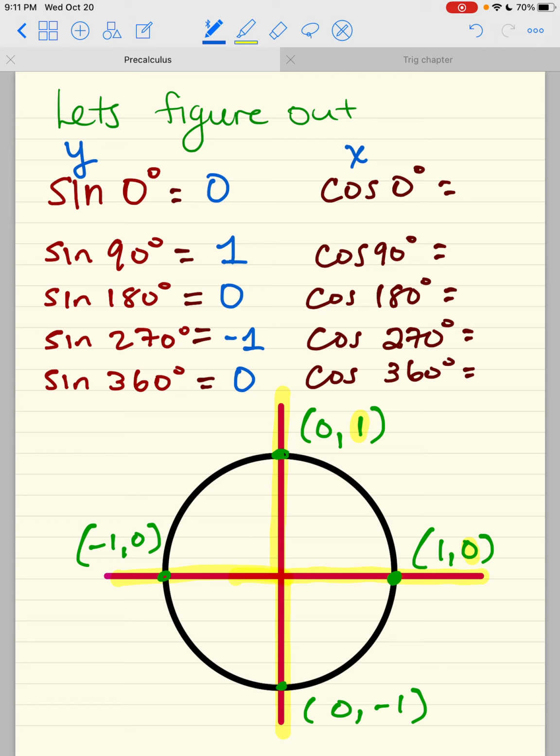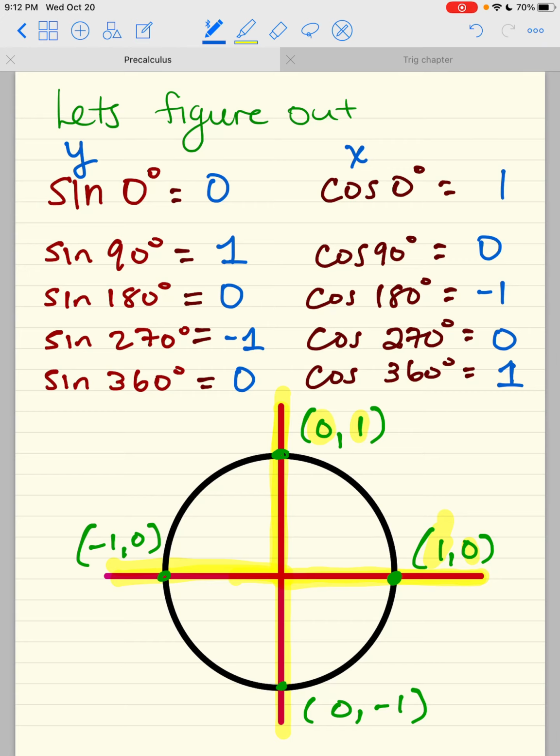Cosine 0, we're going to start going to the x value. So we go to 0 degrees and we go to the x value. So that's 1. We go to 90 degrees and we go to the x value. So that's 0. We go to 180, and we're going to take the x value. We go to 270 and we take the x value. 360, we take the x value. So just from the unit circle, I was able to figure out all of these degrees.